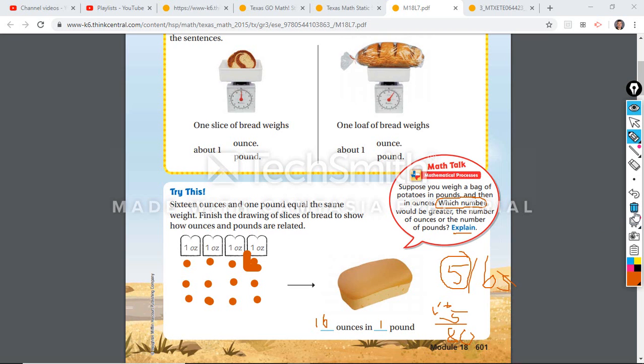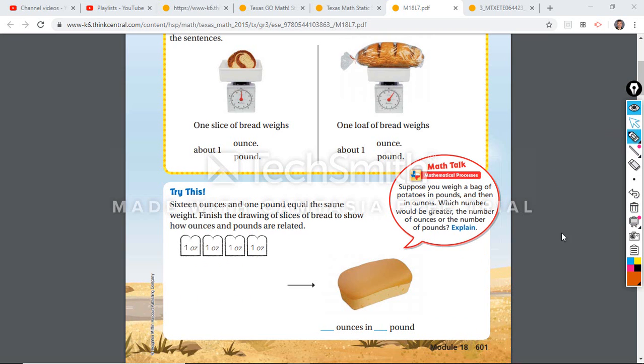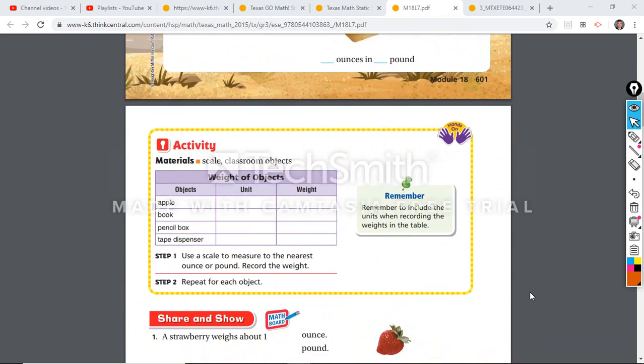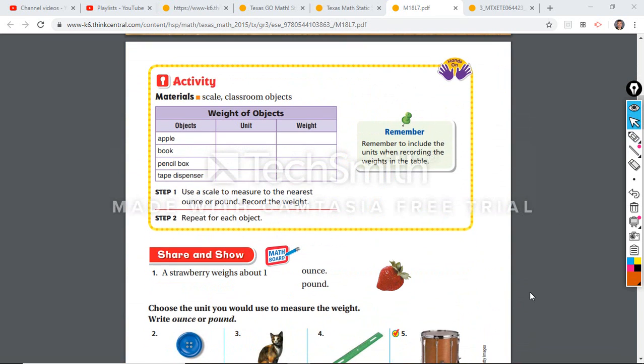You have to listen to what they're asking you. They always just try to do that. What weighs more, a pound of lead or a pound of feathers? What you have to understand is you have a pound in general.